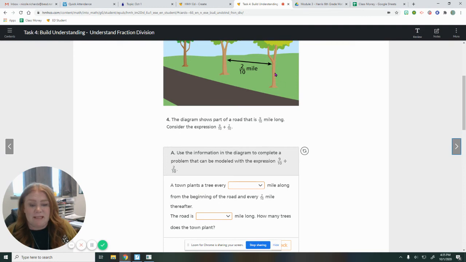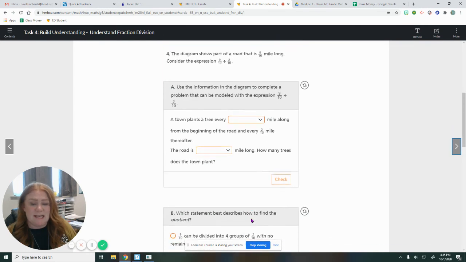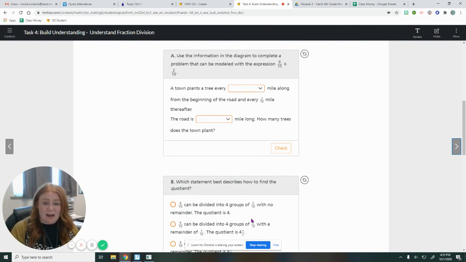So if they planted a tree, look up at the picture and see how far apart the trees are, along from the beginning of the road and every 2/10 of a mile thereafter. The road is, so tell me how long the total road is. How many trees does the town plant? We're trying to figure out how they have their whole road and they plant trees every so often. How many trees will there be?